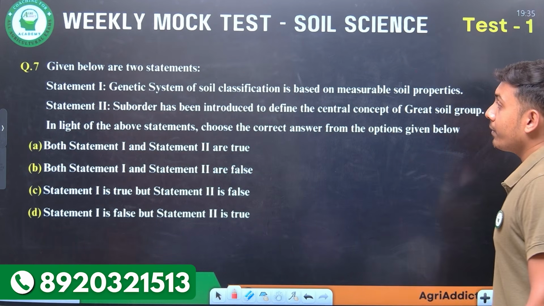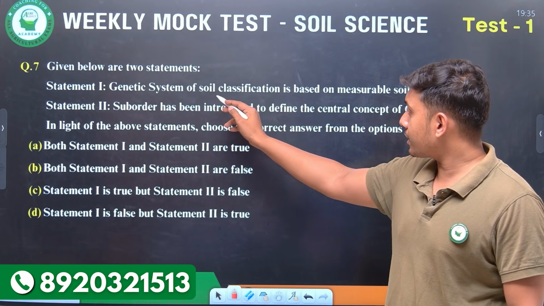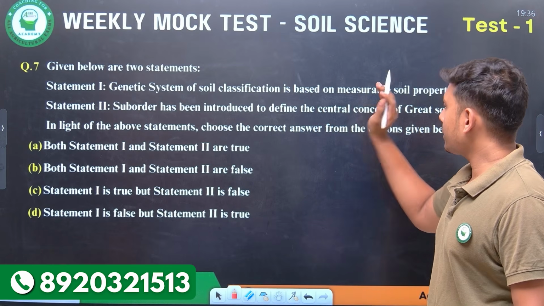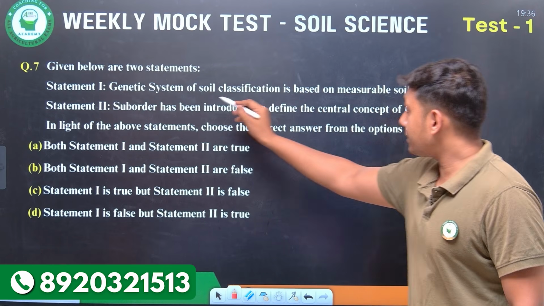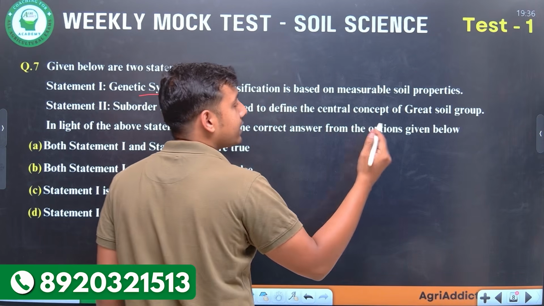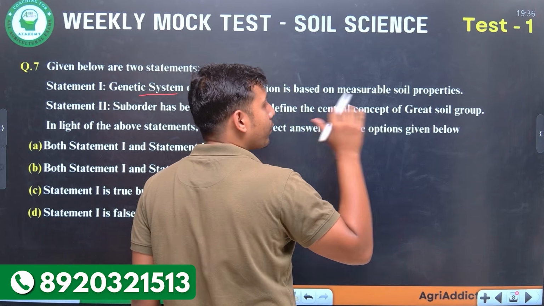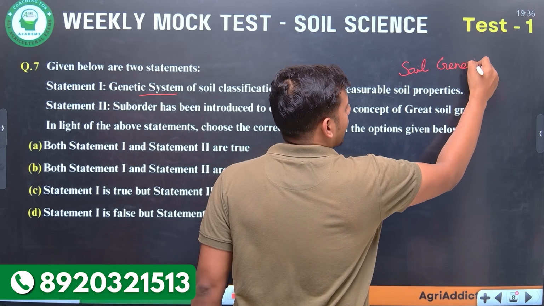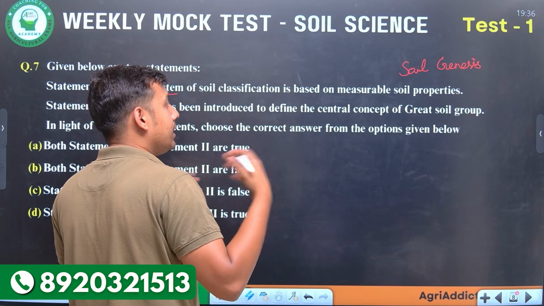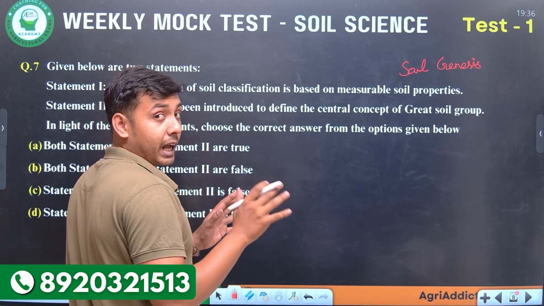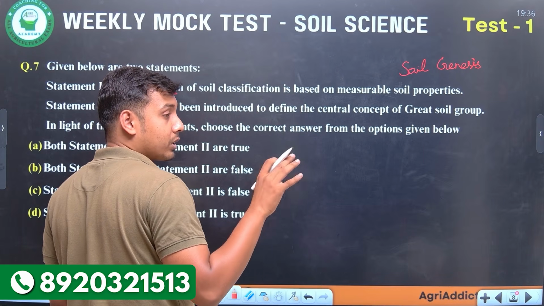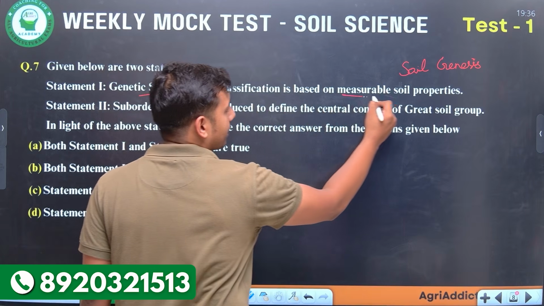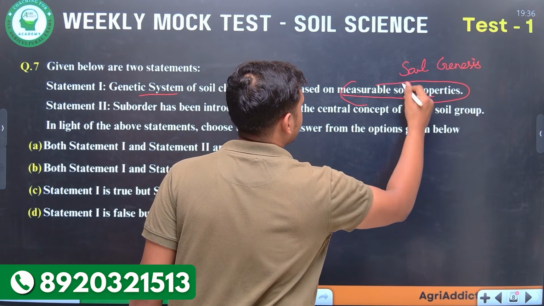Then comes the next question. Here also a statement based question. Genetic system of classification is based on the measurable soil properties. This is not right. Actually, genetic system of classification mainly focuses on the soil genesis process. It covers those aspects where the procedure of genesis is much more valuable. So this is wrong.